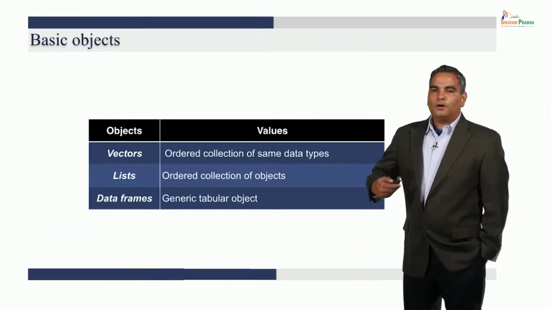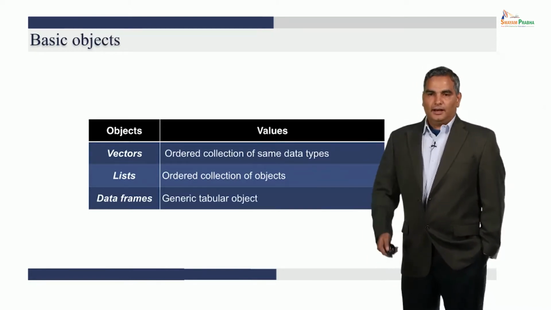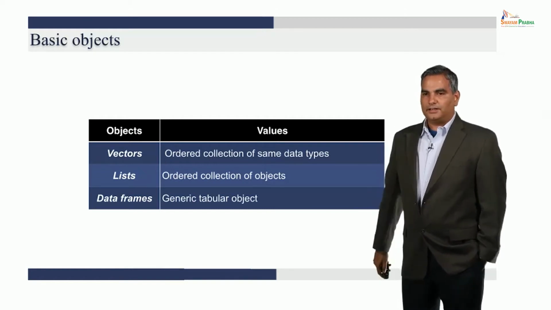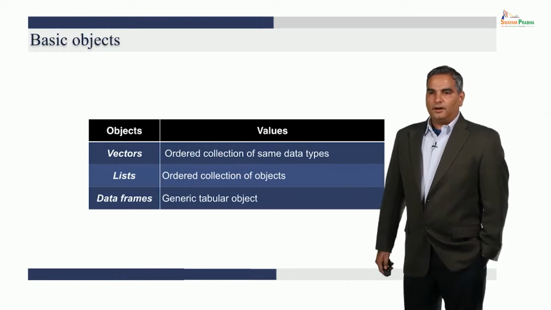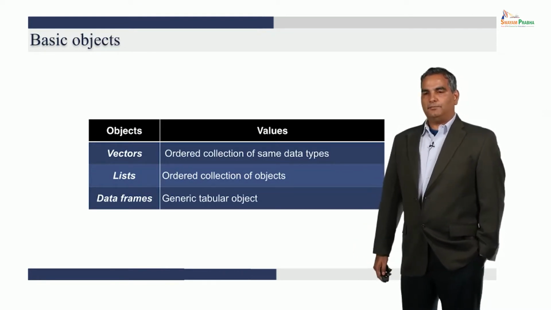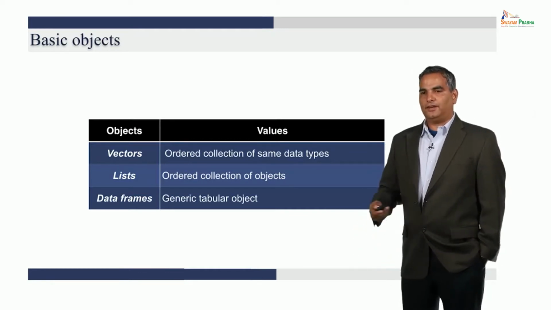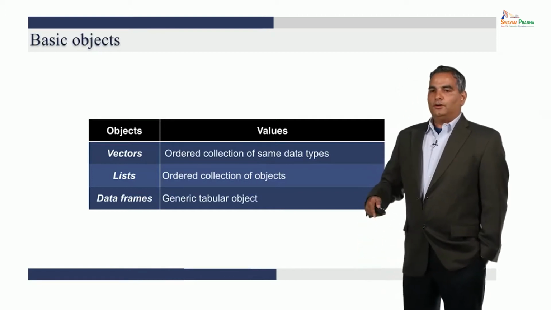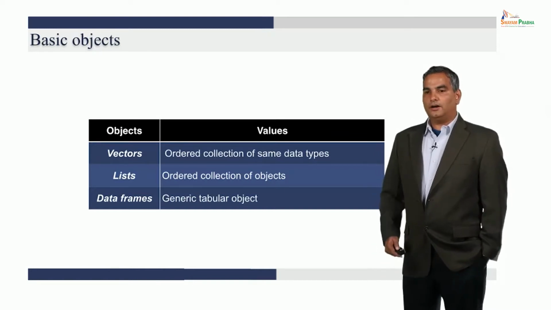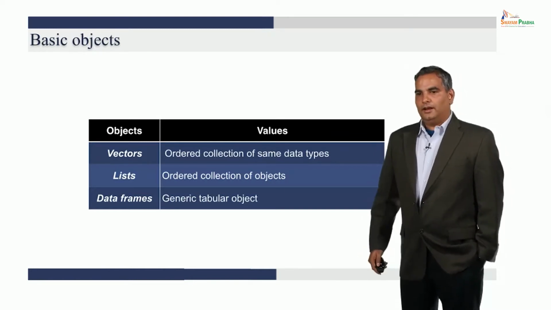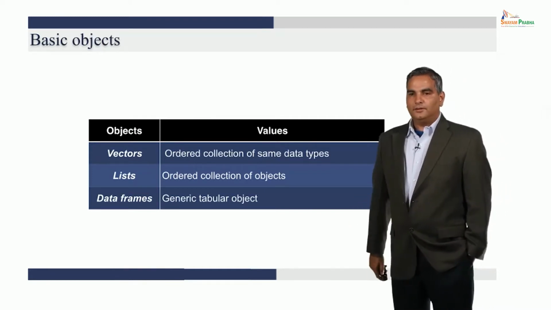Now, there are more complicated objects which are composites of the basic data types, and we're going to list three. These three are very important object types that are used in the algorithms that we will see later. Vectors are ordered collections of the same data type. So for example, you could have a vector of integers, a vector of numbers, a vector of characters, and so on. If you want to go a little more complicated, you can define what are called lists. These lists are ordered collections of objects themselves, and these objects could be of different types, and you can put them all in a list.